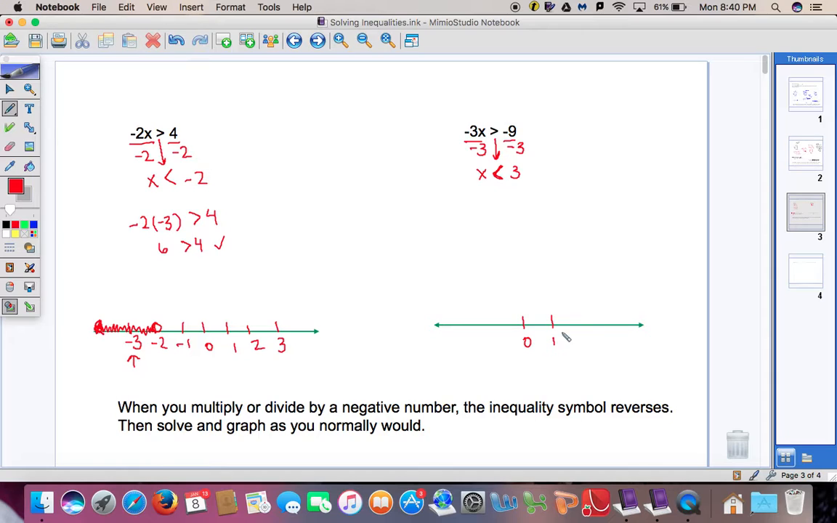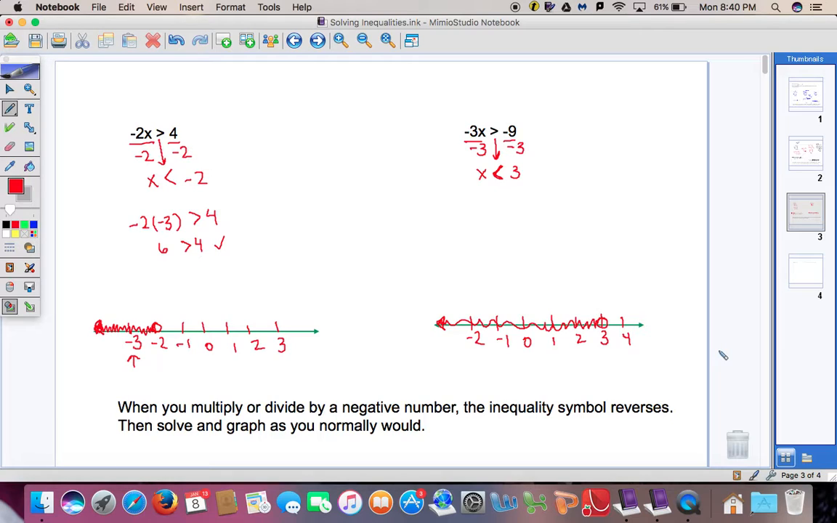So I have 0, 1, 2, 3, 4. We can just add another little number in there. And because this is just a less than symbol, it's going to be an open circle, and then everything to the left is going to be shaded. So x is less than 3.